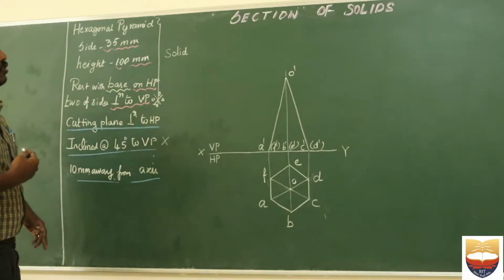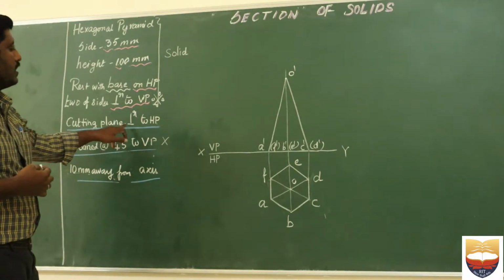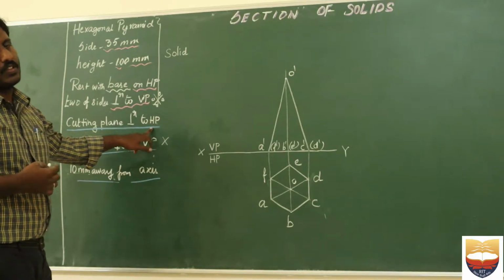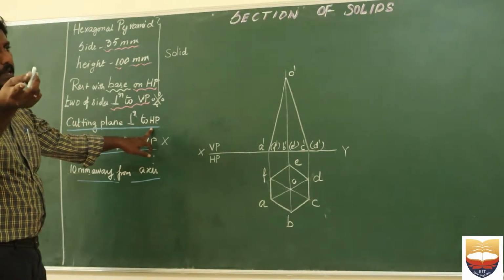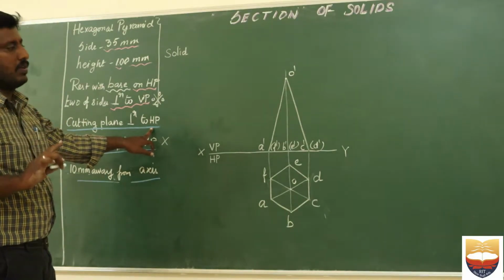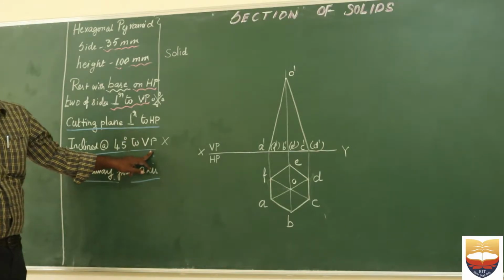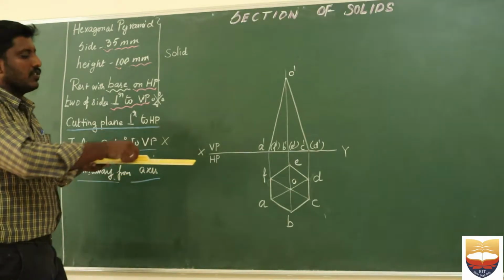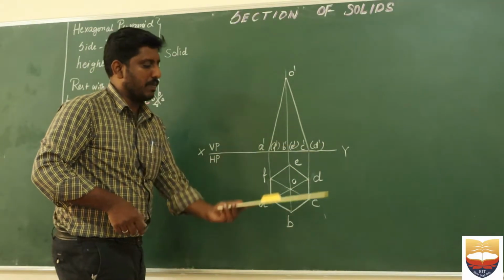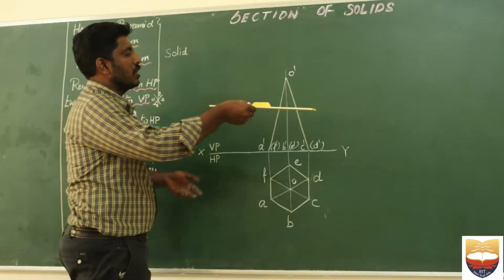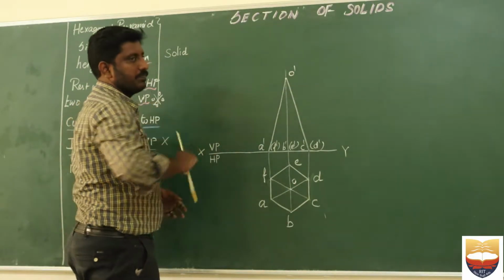The next part is given in our cutting plane. You can see here the cutting plane is perpendicular to HP. If it is perpendicular to HP, definitely it will be parallel to VP. Hence, if it is parallel to VP, it can be inclined to VP. So we have discussed this earlier. You can see here, the cutting plane is parallel to the horizontal plane and perpendicular to the vertical plane, where the plane can cut only the front view.